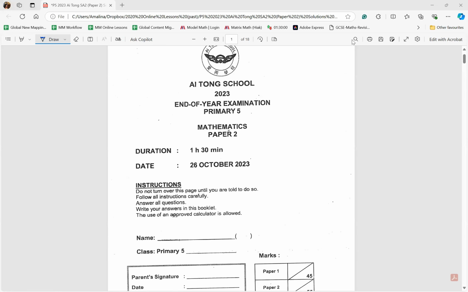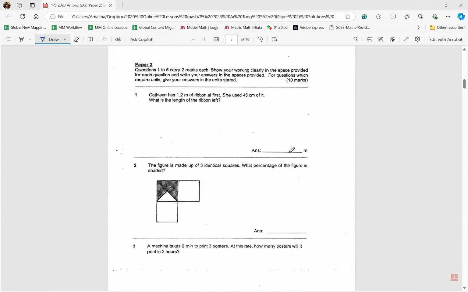Okay, this is Tong School End of Year Examination Paper 2 for 2023. Let's go through the questions.